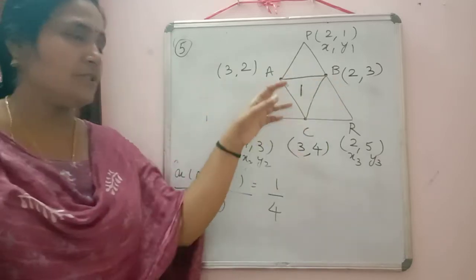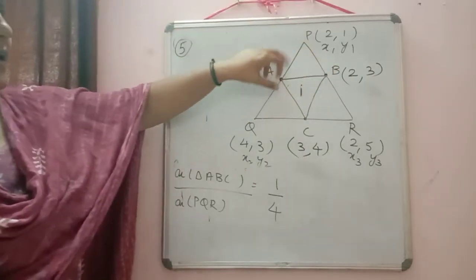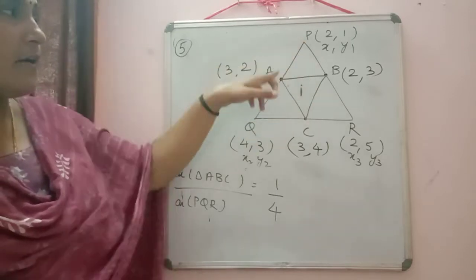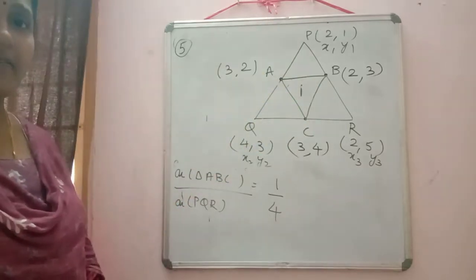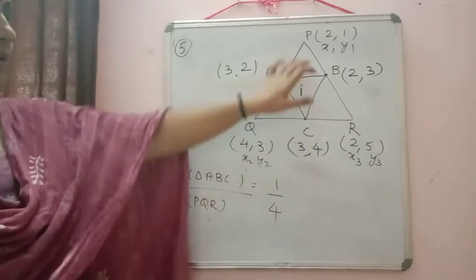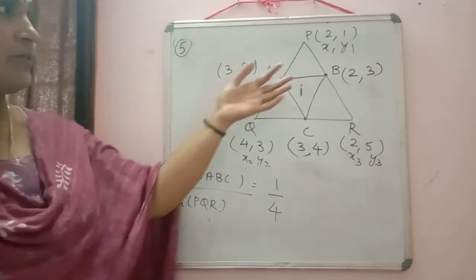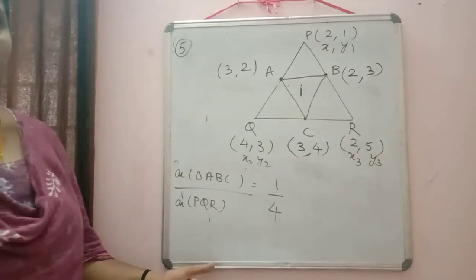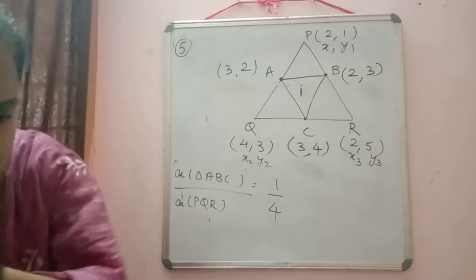If we join the midpoints in this way, then these 4 triangles will be congruent to each other, and the area of each triangle will be equal to 1/4 of the area of the given triangle. So always whenever you are joining the midpoints, all 4 triangles will be congruent to each other and will be equal to 1/4 of the area of the given triangle. Method is clear? Okay. Now moving on to the next question.